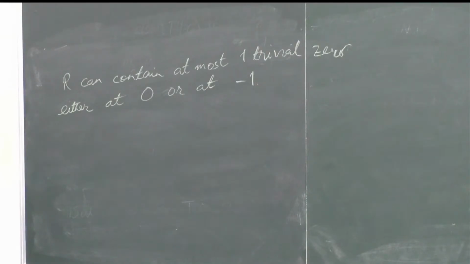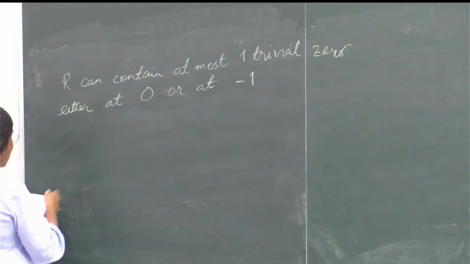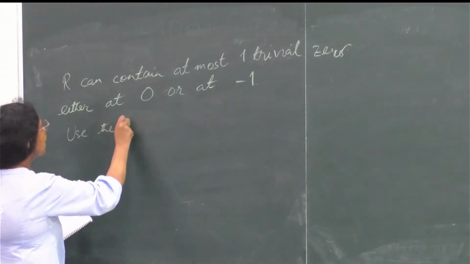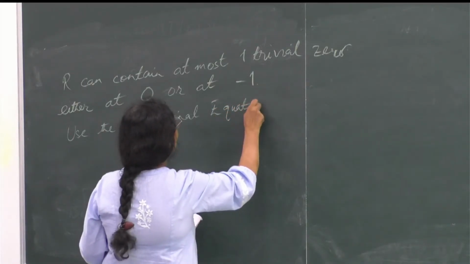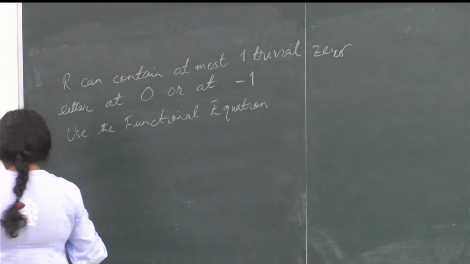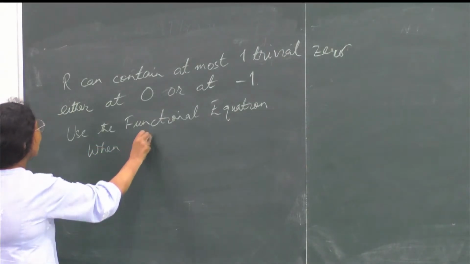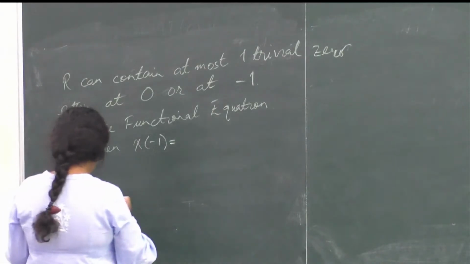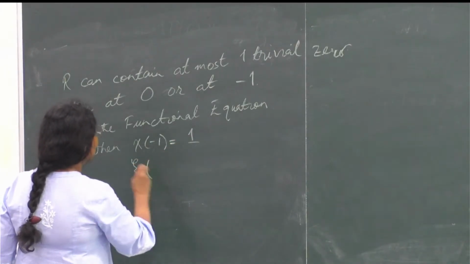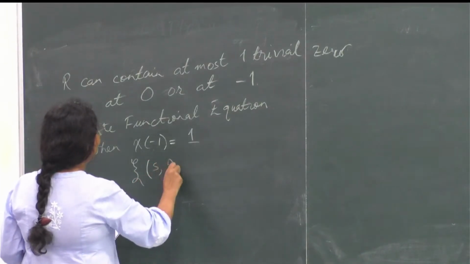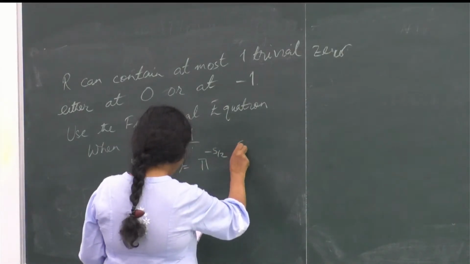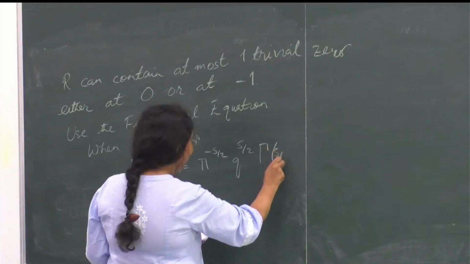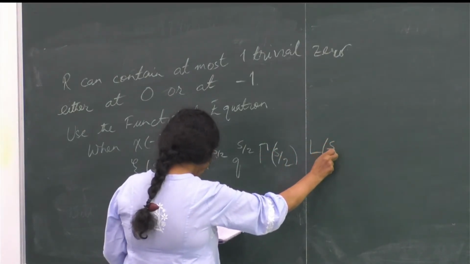Now you can use the functional equation. When chi of -1 is equal to 1, then the completed function, C of s, chi, you remember, is pi to the power minus s by 2, q to the power s by 2, gamma of s by 2, and L(s, chi). All right?